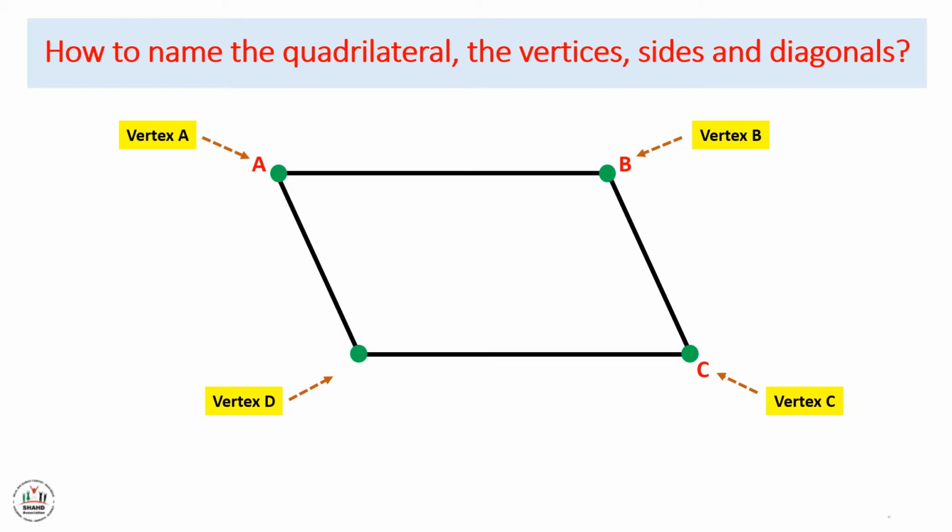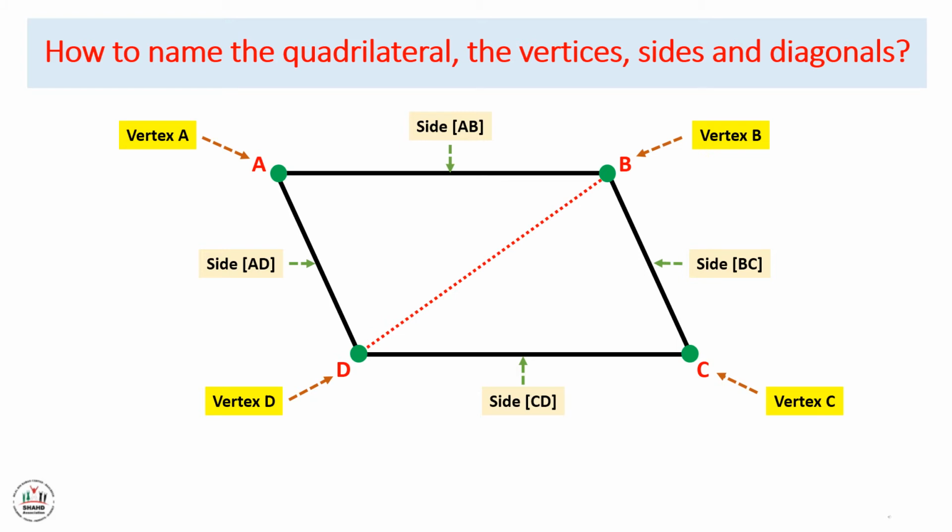It also has 4 sides: side AB, side BC. Of course we can call it side AB or BA, as long as we move through consecutive vertices. And we can say side BC or side CB, side CD or side DC, side AD or side DA.